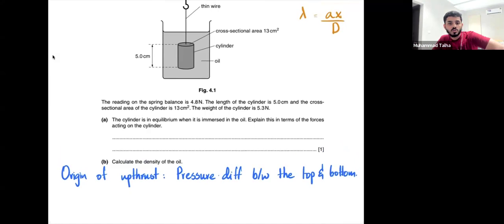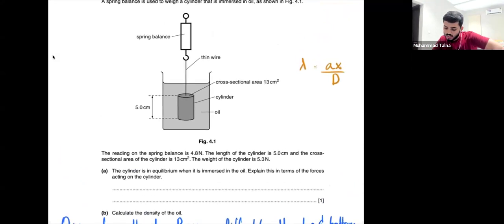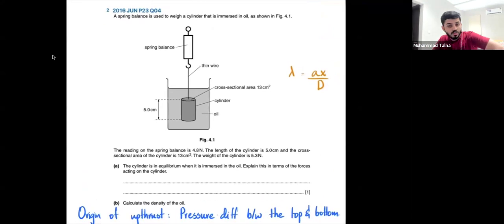Okay, now let's do this one. The cylinder is in equilibrium with it immersed in the oil. So there you have some description of how this works. A spring balance is used to weigh a cylinder that is immersed in oil, so the spring balance applies some force. The reading on the spring balance is 4.8 Newton.